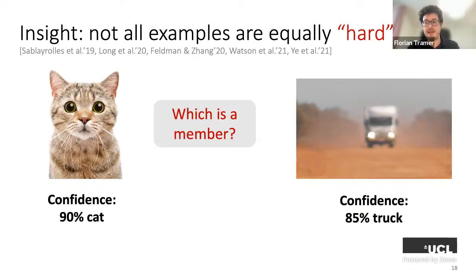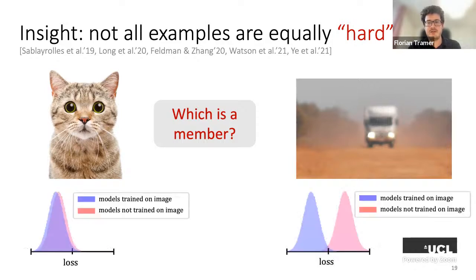To make this even more concrete, what we can do here is explicitly look at how different models, some that were trained on a specific image and some that were not, what kind of confidence or loss they would assign to this image. If you do this for an image like this cat on the left, what we do is train a few hundred models on some data set, where some of the models will be trained on this image of a cat and some of them will not be. And then we ask these models, what's your loss on this image?